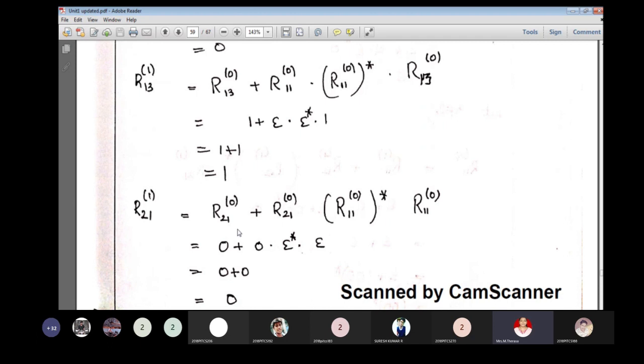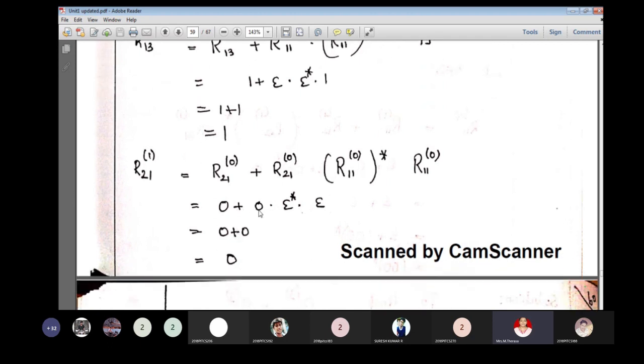Next, R21 power 1. Expand the formula and write like R21 power 0, R21 power 0 dot R11 power 0 the whole star, R11 power 0. Next, 0 plus 0 dot epsilon, which is nothing but 0 plus 0. 0 plus 0 in the sense 0 only.